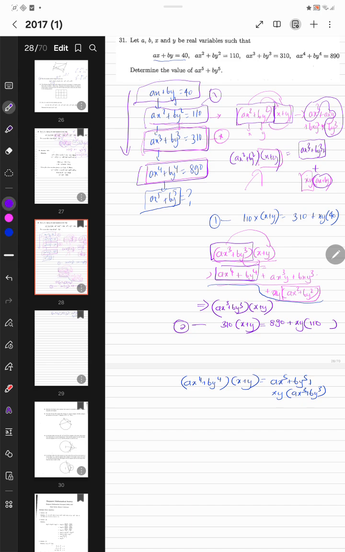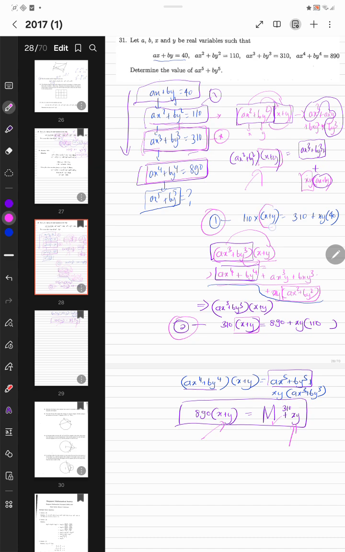Now we know ax to the power 4 plus by to the power 4 is 890. We don't know x plus y, but we can figure it out. We don't know this, which is exactly what we need to figure out. Let's mark it as capital M. xy we don't know. ax cubed plus by cubed, we know it's 310. So 310 xy. If we know x plus y and xy, we can find out M. That's what we really want to find out. And here we were given two relationships to do exactly that. So we just need to find x plus y and xy.